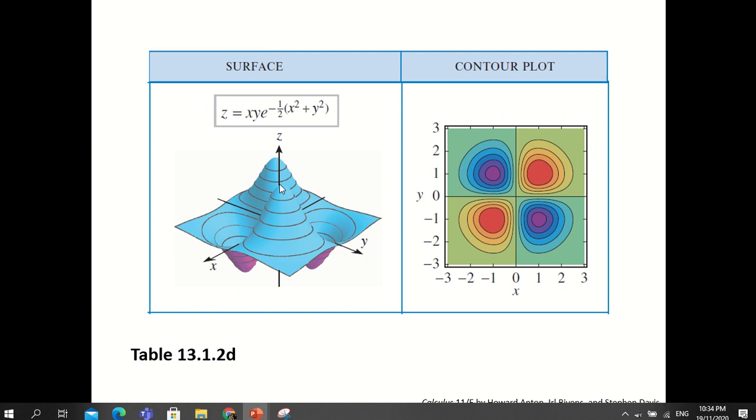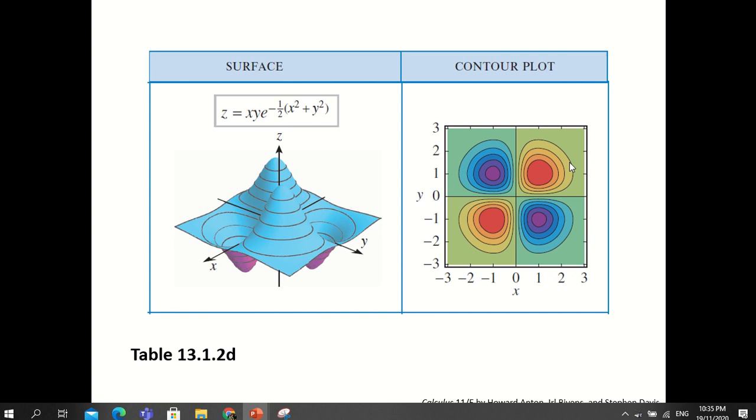Another surface, a very complex surface. z here is expressed in terms of two variables, x and y: x times y times e raised to the power negative one-half times the sum of the square of x and the square of y, or e to the minus one-half of x squared plus y squared. And if you draw the contour plot, it looks like this.